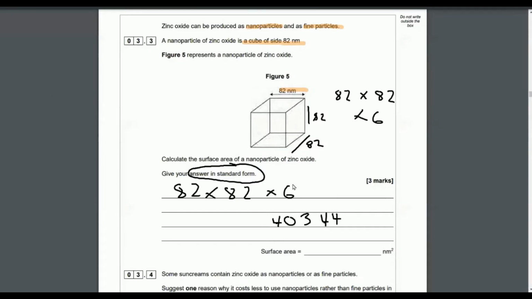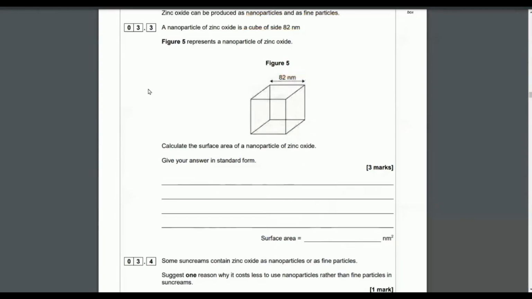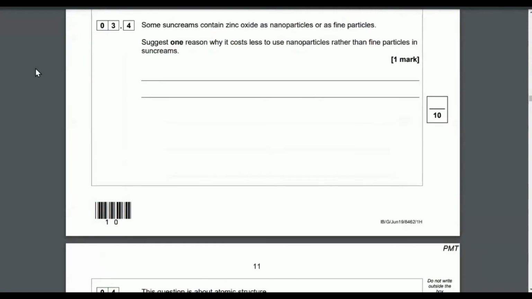So we got 40,344, but that's not going to be good enough. They want it in standard form. So we're going to convert that to 4 times 10 to the 4. And does it say to round it? You can do 4.0344 times 10 to the 4. They should accept that as well as an unrounded version. And then you can round it to 4 times 10 to the 4. It doesn't stress that we need to do it to any significant figures. So you can have either one. All right, let's zing on.